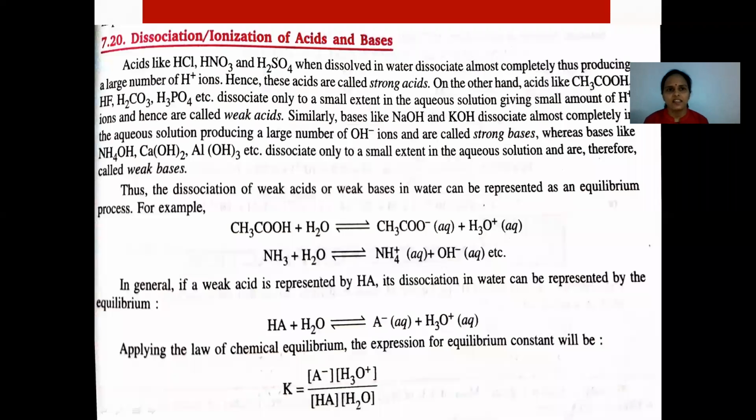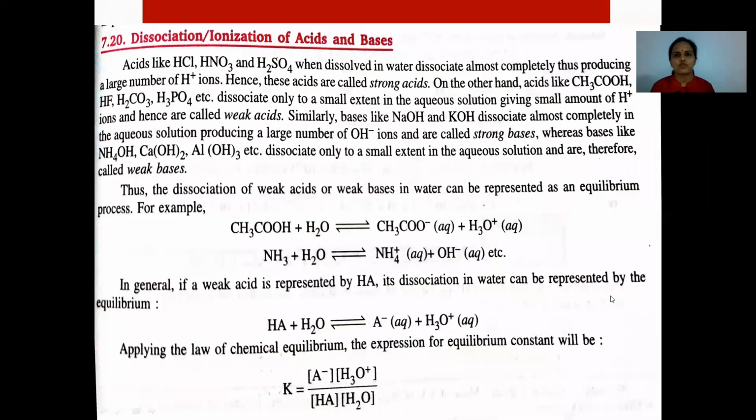Hello students, let's start today with ionization of acids and bases. So acids like HCl, HNO3 and H2SO4, when dissolved in water, dissociate almost completely, thus producing a large number of H+ ions, and hence these acids are called strong acids.